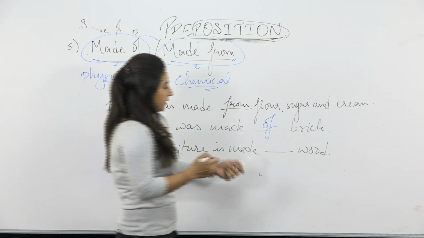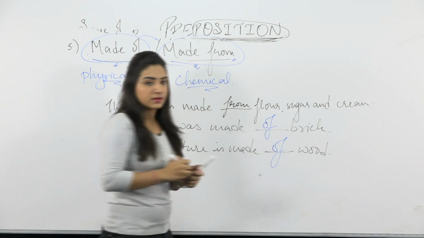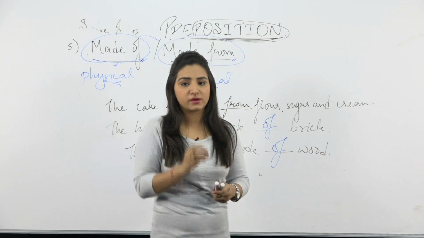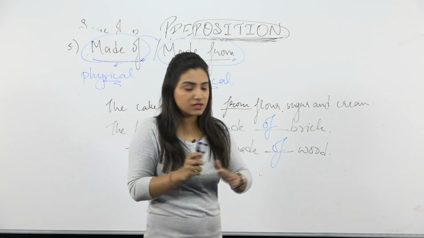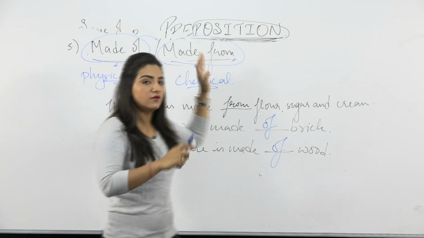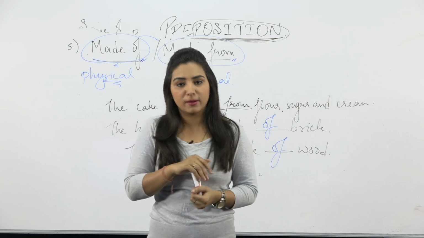The furniture is made of wood. So when we have physical change, we'll write made of, and when we have chemical change, then we write made from. So this was the end of prepositions.